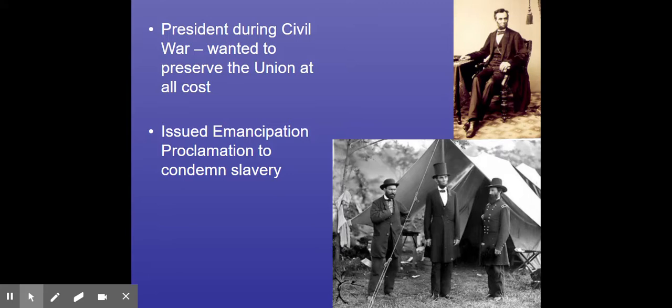We talked about that, which condemns slavery. It's supposed to free the slaves in the South. We talked about that. It really doesn't, because the South doesn't pay attention to him, and it doesn't free any slaves in the North. But at the same time, it is paving the way for what he wants to do later on once the war is won, which is namely free the slaves.